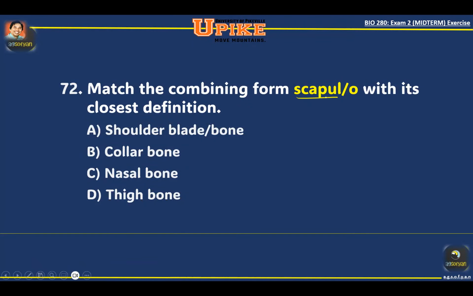Scapulo. Yeah, it is actually the bones on our back, the shoulder bone, or the shoulder blade. So scapula means shoulder bone or shoulder blade.